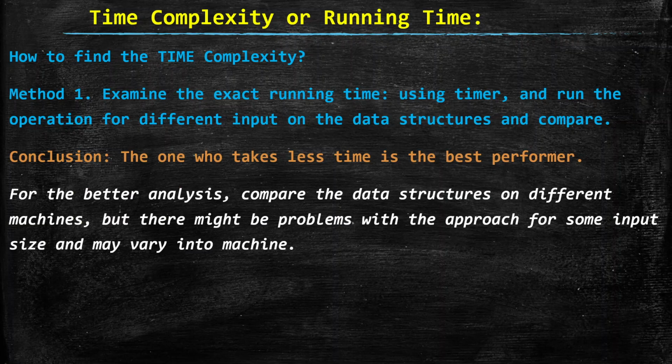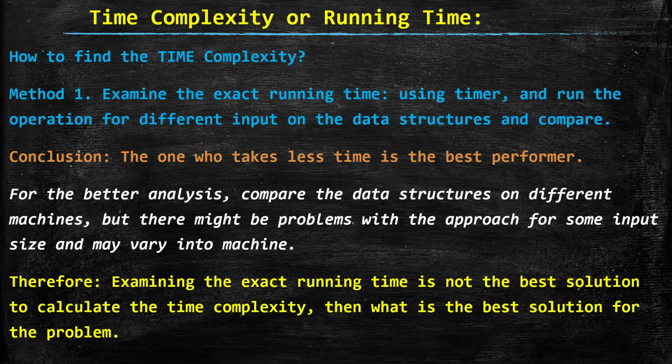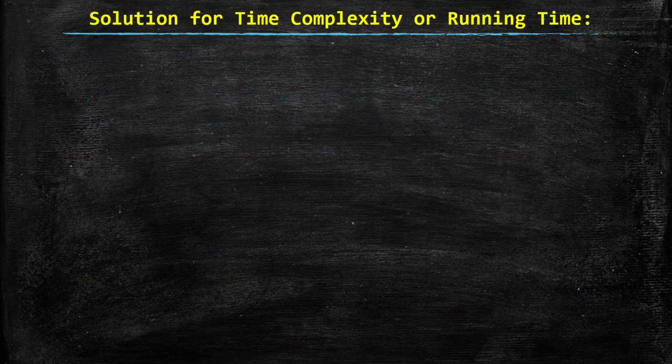For a better analysis, compare the data structures on different machines. As I have already told you, this is a posteriori analysis, so it depends on the machine and the device. But there might be other problems with this approach: for some input sizes, results vary across machines. Therefore, examine the exact running time, meaning how many times the loops iterate.